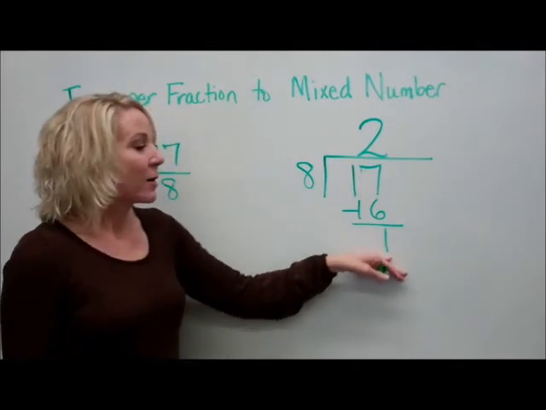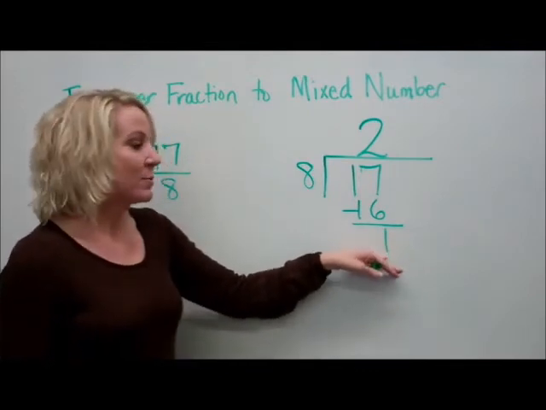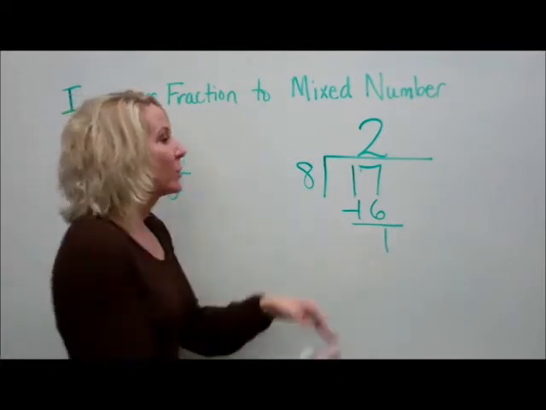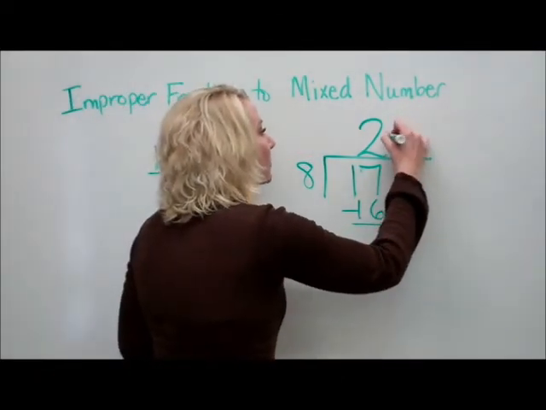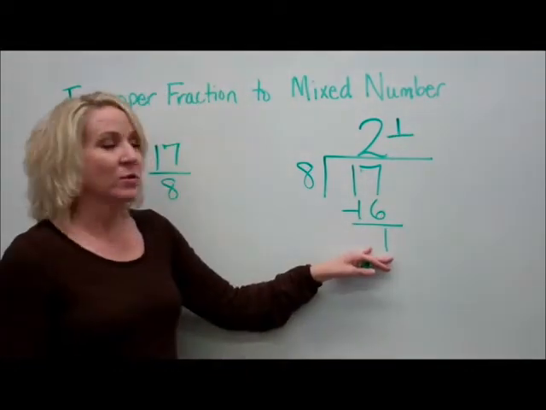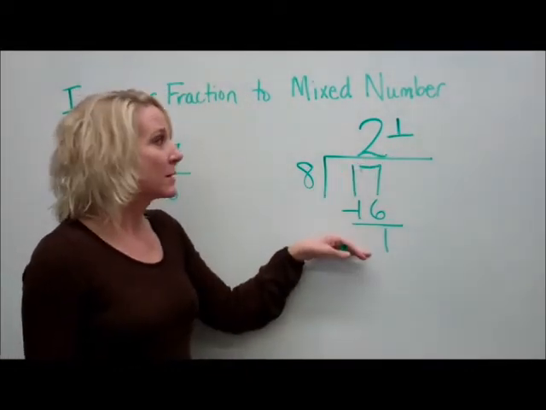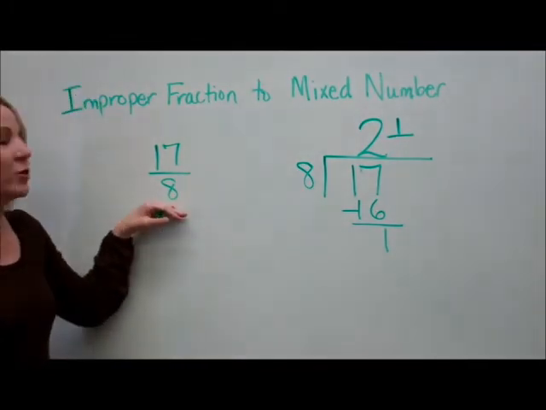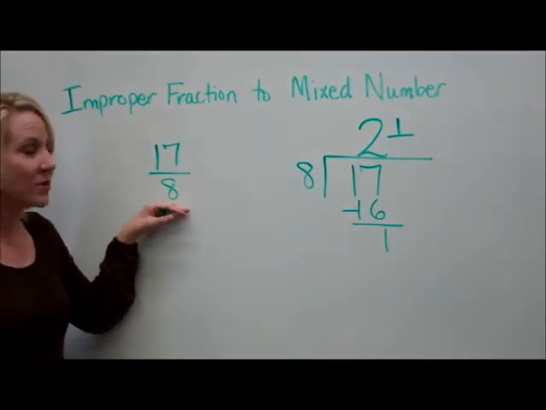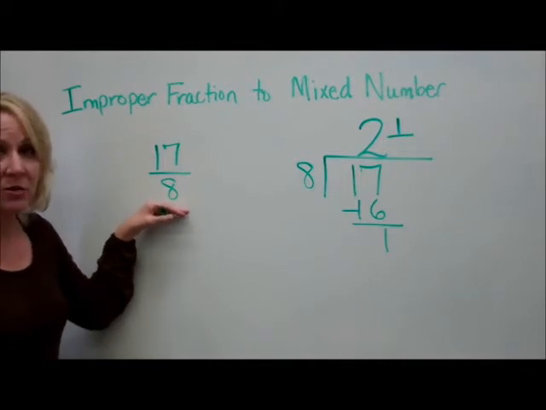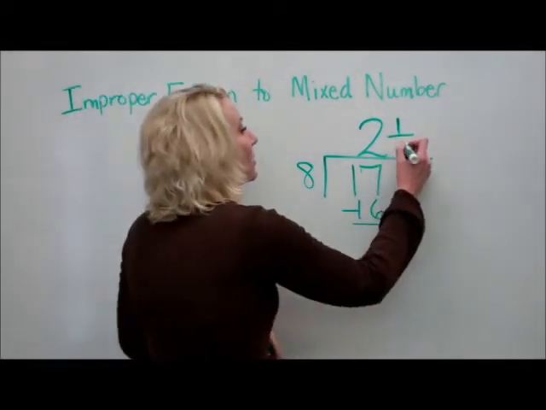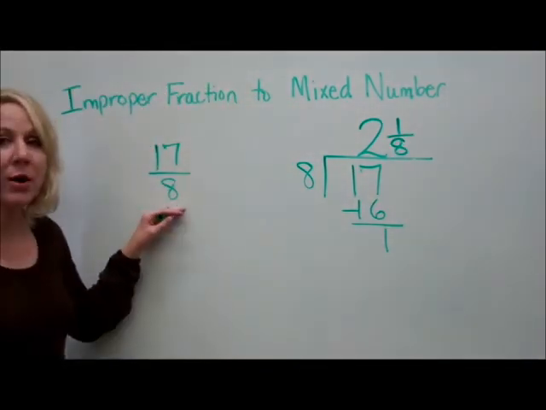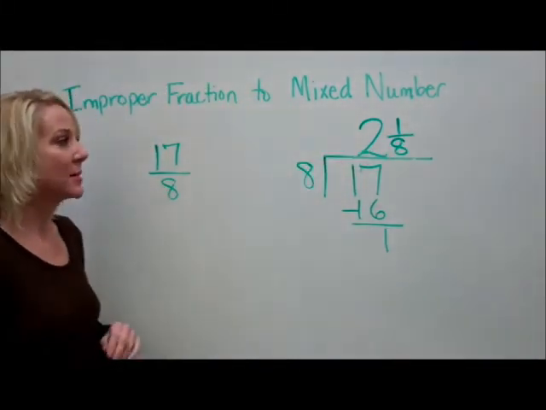The way that we write our remainder as a fraction is we take this remainder of 1, and 1 becomes our numerator. So we're going to put a 1 here. And then what you do for your denominator, for your mixed number, is you use the divisor, which was your original denominator anyhow. So you keep the original denominator that you started with. So here, our denominator would be 8. This is how you convert an improper fraction into a mixed number.